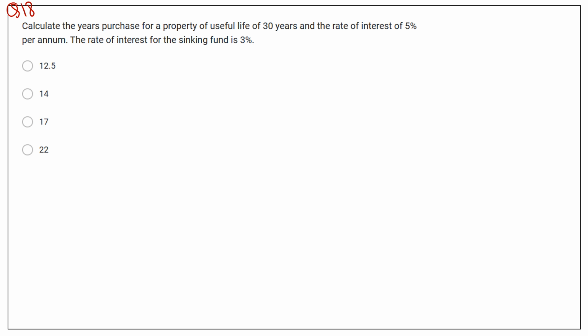Calculate the year purchase for a property of useful life of 30 years and the rate of interest is 5%. Useful life is 30 years, means n is equal to 30 years. Then rate of interest is 5%, I is equal to 5%, which is equal to 0.05. Then the rate of interest for sinking fund is 3%. So IS is 3%, which is equal to 0.03. So first, to find out the year purchase, first we find out the value of S, which is sinking fund.